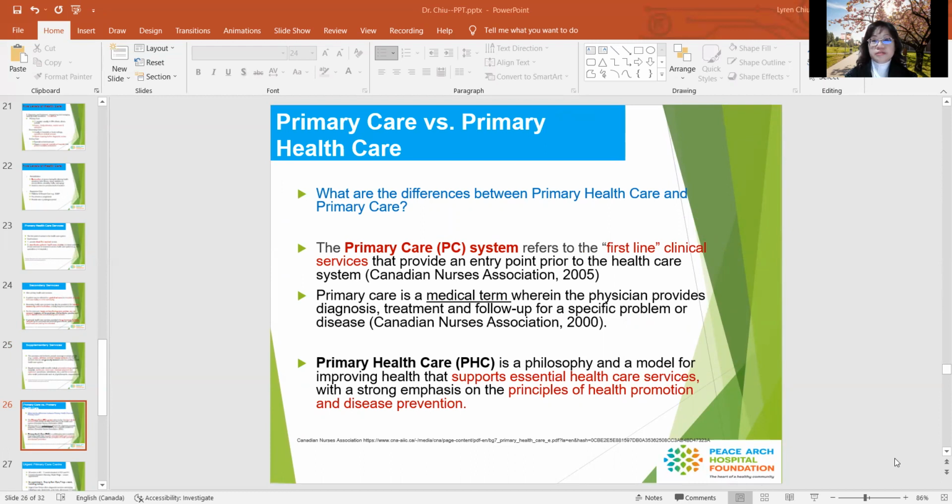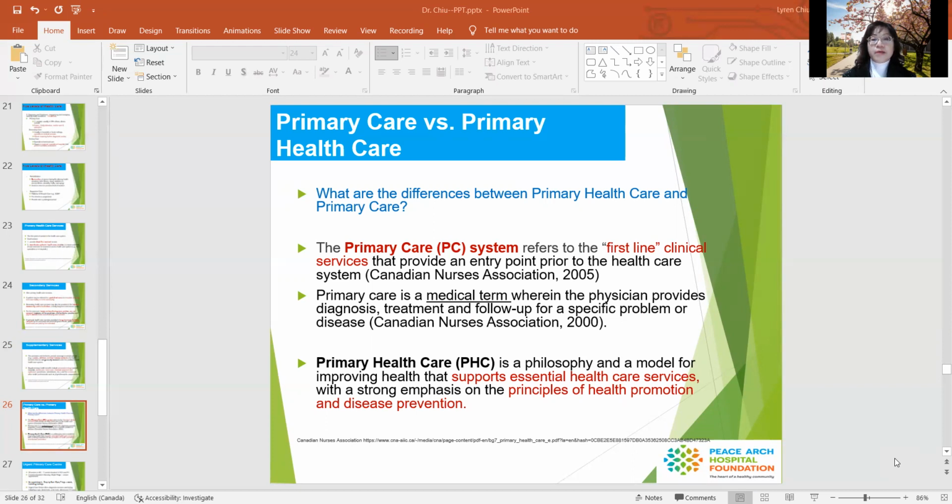Primary care versus primary health care. What are the differences? The primary care system refers to the first line clinical service. They provide an entry point into the healthcare system. So you go to the doctor or nurse practitioner and they decide if you continue first line care or you need to be referred to a specialist or hospital. And when we say primary care, it is a medical term wherein the physicians provide diagnosis, treatment, and follow-up for a specific problem or disease.